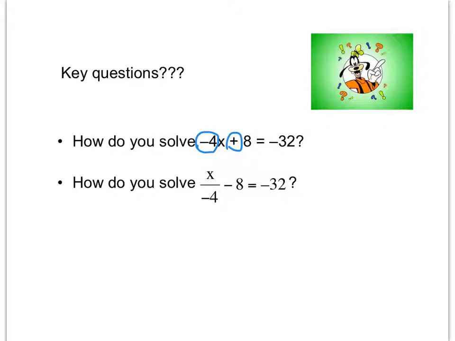For the second example, to get rid of the subtraction, you would have to add 8 to both sides. To get rid of the division, we'd have to multiply both sides by negative 4.